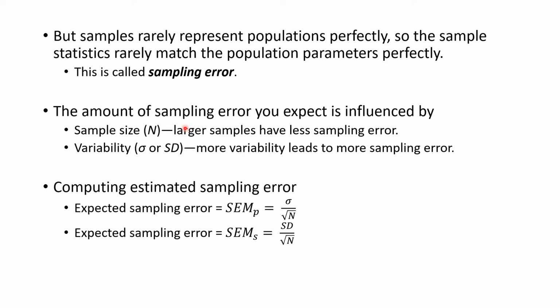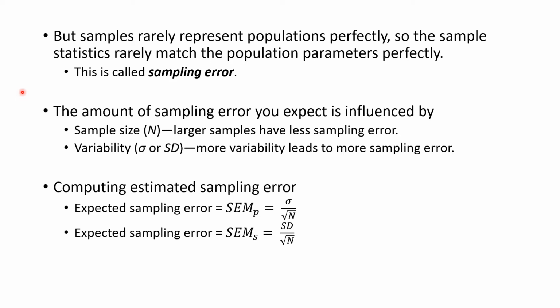The problem is that samples rarely represent the population perfectly. In other words, the answers that I get, or the statistics that I get from the samples, are rarely going to match perfectly the population parameters. And when there is a difference between a sample statistic and a population parameter, that is called sampling error.